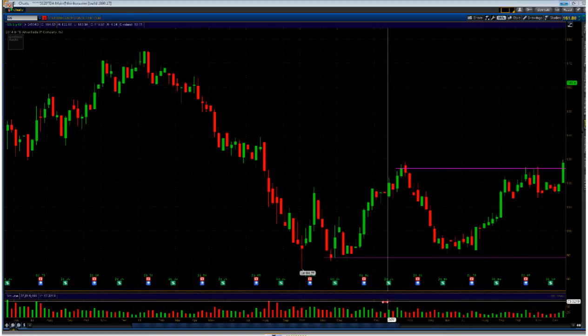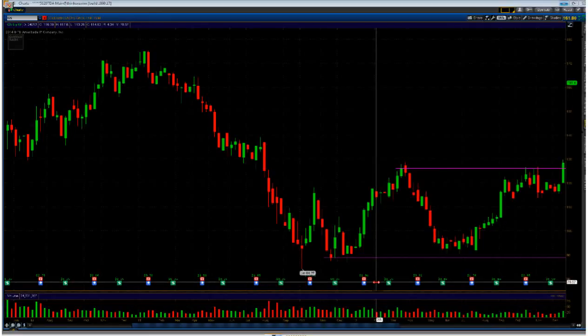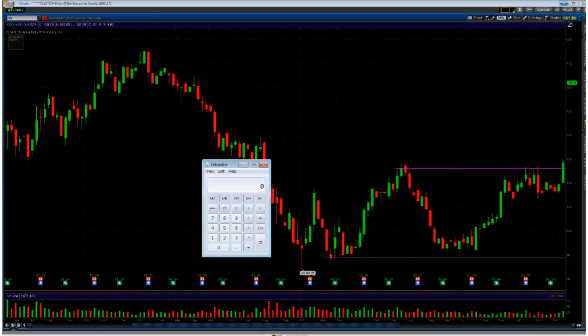Now, if my total position is $90,000 and we only put a third of that in, how much money do I have left to buy Goldman Sachs shares with? $60,000. To make math easy, we're going to go at 461 shares.